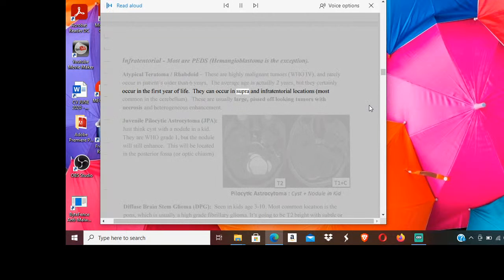They can occur in supra- and infratentorial locations, most commonly in the cerebellum. These are usually large, pissed-off-looking tumors with necrosis and heterogeneous enhancement.